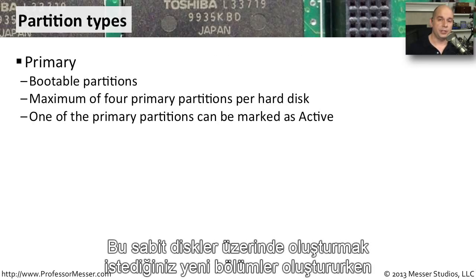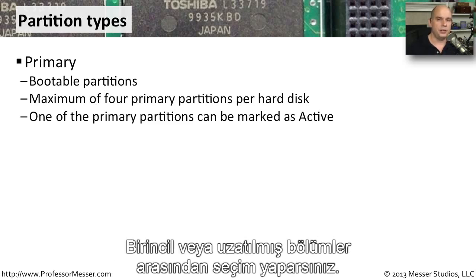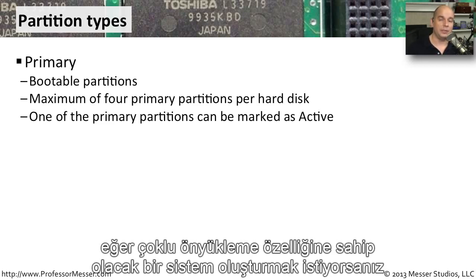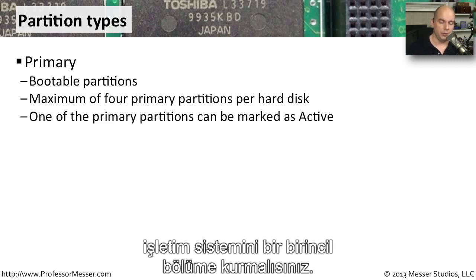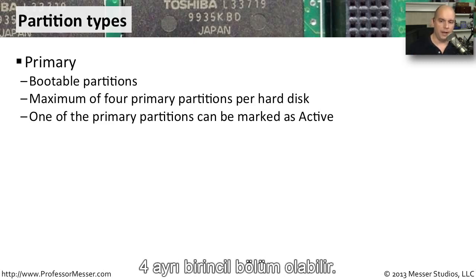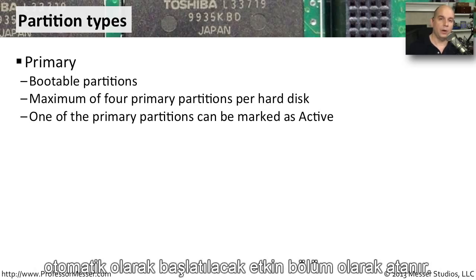As you start building partitions onto these hard drives, you may be prompted as to the type of partition that you would like to create. You can choose between a primary partition and an extended partition. A primary partition is one that you can boot from. So if you are installing operating systems that you would like to perform that multi-boot capability, they will need to be installed onto a primary partition. There can be up to 4 separate primary partitions per master boot record hard drive. One of these primary partitions can be set as the active partition. That will be the one that launches automatically whenever you power on your computer.